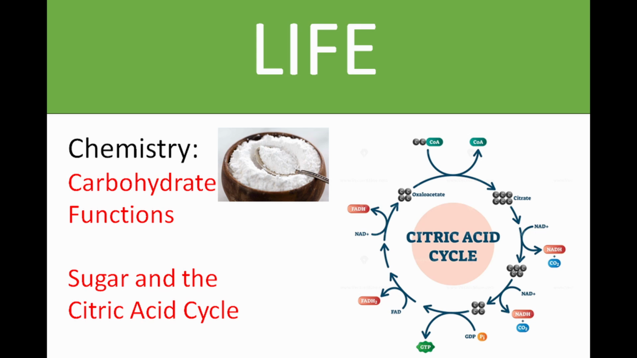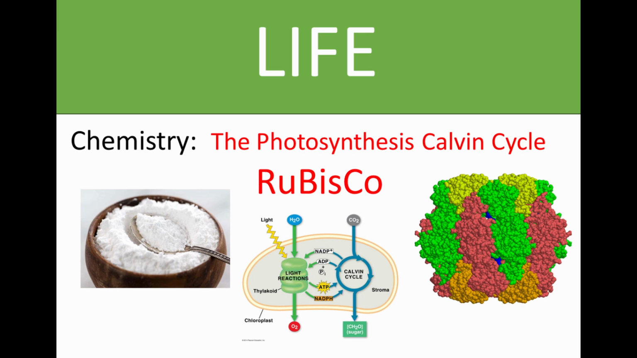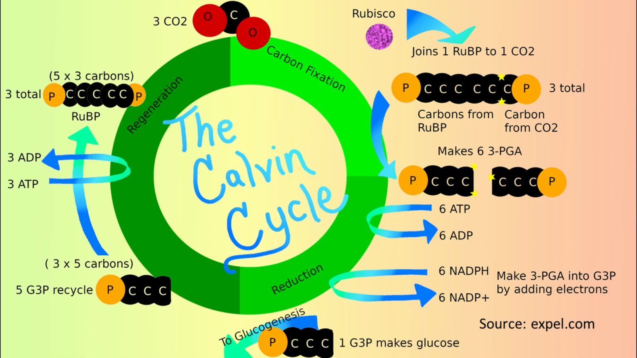I hope that you have seen my previous videos on the photosynthesis electron transport chain, the origin of photosynthesis, and RuBisCO. In this video, I will focus on the Calvin cycle of photosynthesis and how sugar is made by plants.